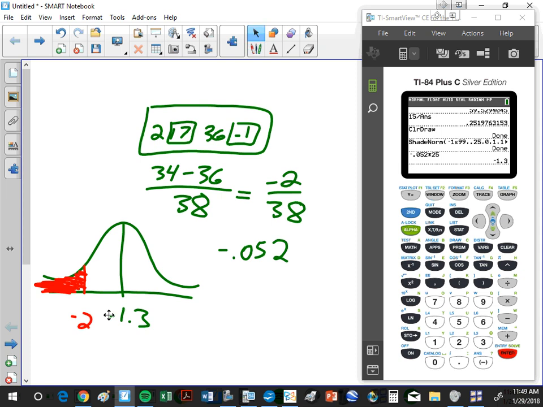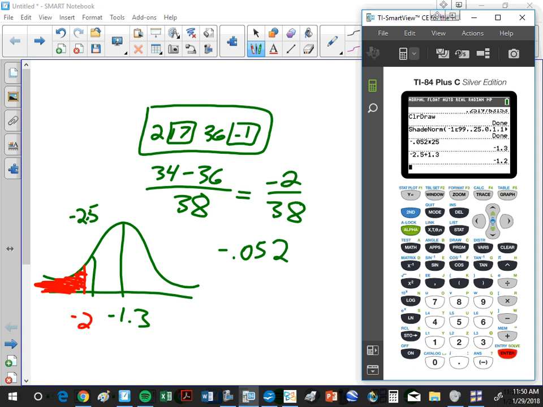Do we need to worry about the edges? Yes, because this is small, so we're going to calculate negative 2.5 plus 1.3, which gives me negative 1.2, so I need to convert that into standard units.